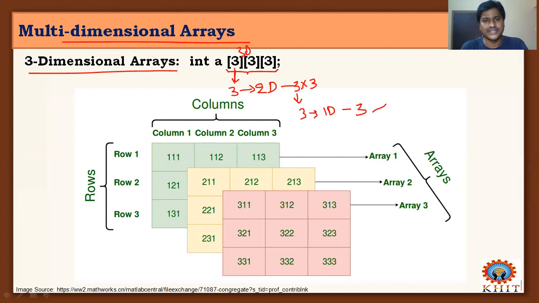This first value indicates that in this 3D array there are 3 2D arrays. This is array 1, array 2, array 3. And each individual 2D array has size 3 by 3. If you observe this one, this is a 3 by 3 2D array, and like this we have 3 2D arrays. Together we are organizing this as a 3D array of size 3 by 3 by 3.